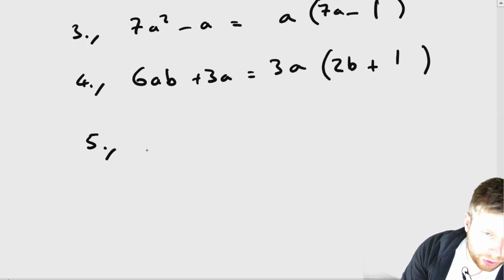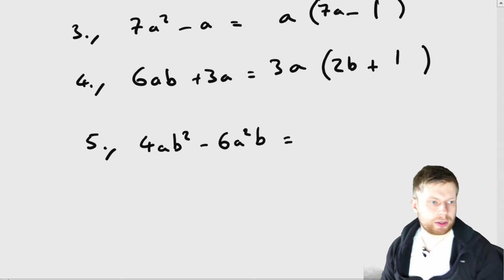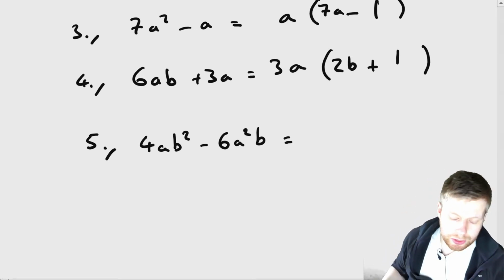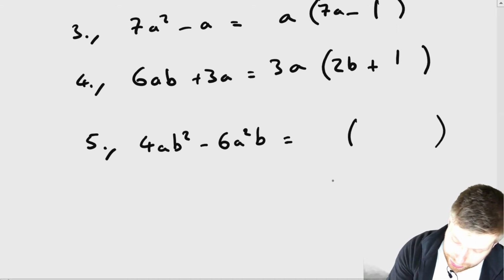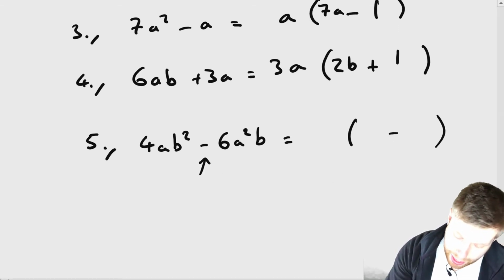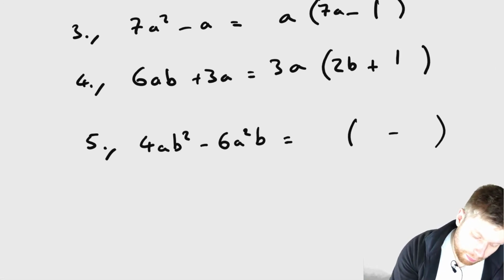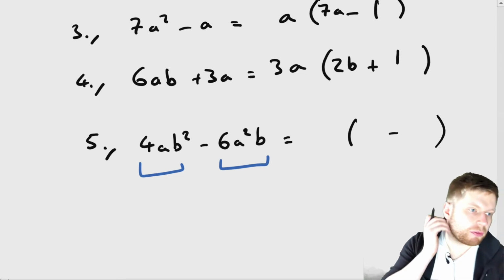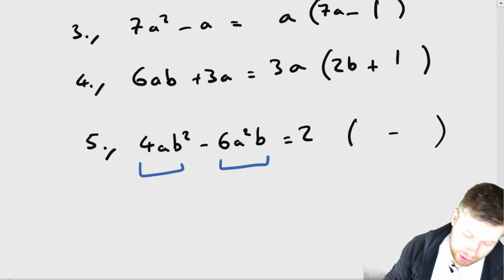So let's try 4ab squared minus 6a squared b. Okay, let's have a look at this one. All right, so basically I need to look at my numbers first of all. Well, first of all, actually, I need to set up my brackets, don't I? And let's keep the negative the same there. All right, so let's have a look at my numbers. So are there any numbers in common to both 4 and 6? Well, I think 2. 2 is in common to both 4 and 6, so I'll stick a 2 out the front there.